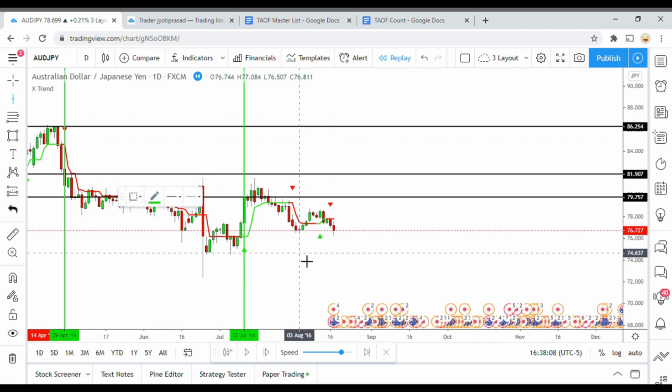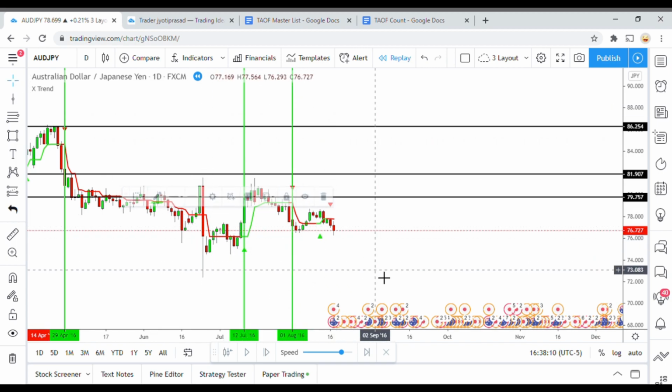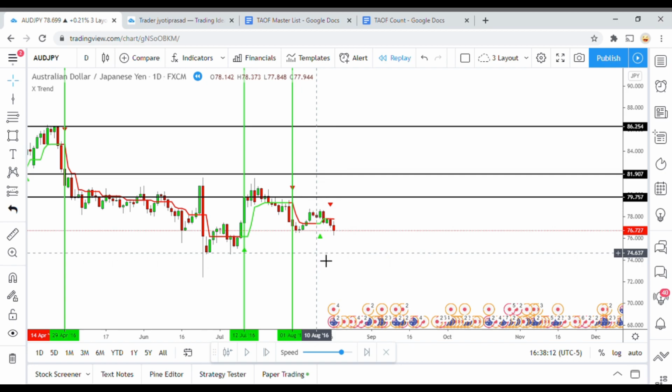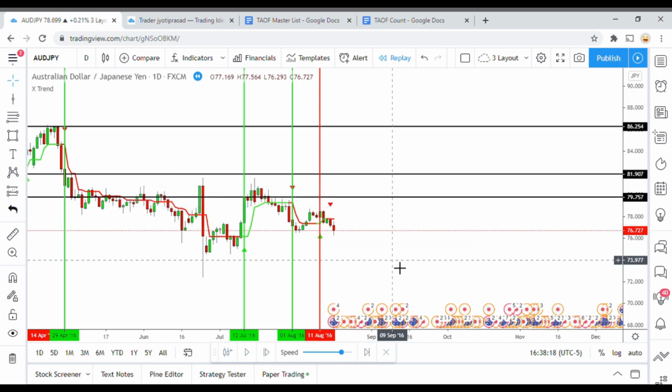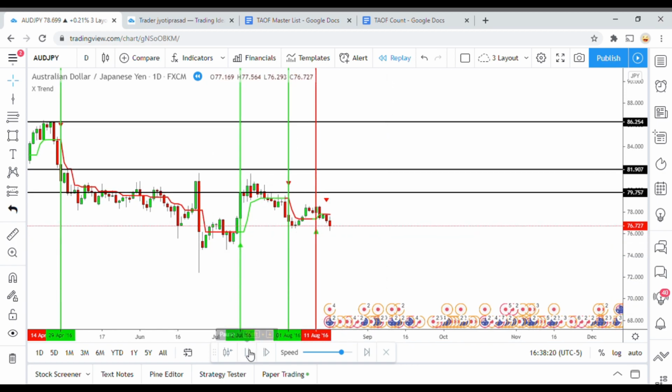It barely squeezed it in. We pick up a long trade right here. Unfortunately, almost immediately, we stopped out with a short signal.